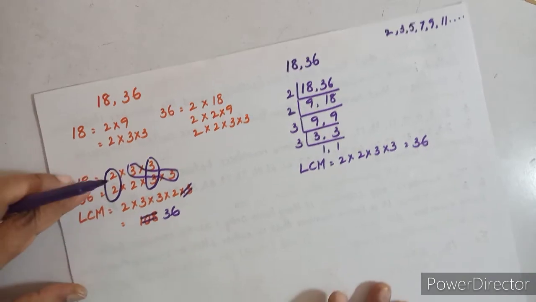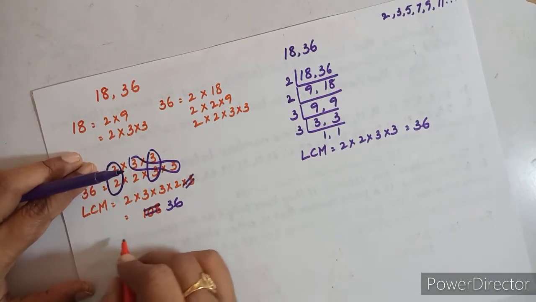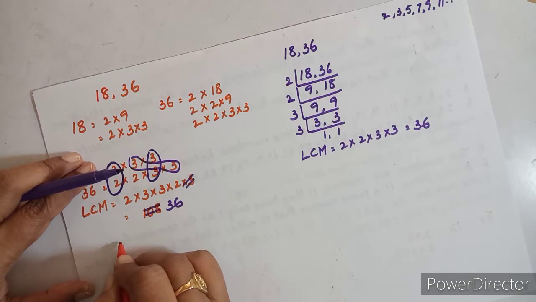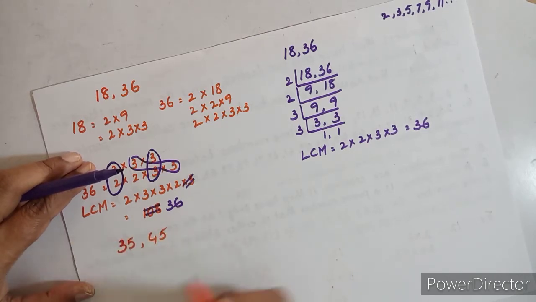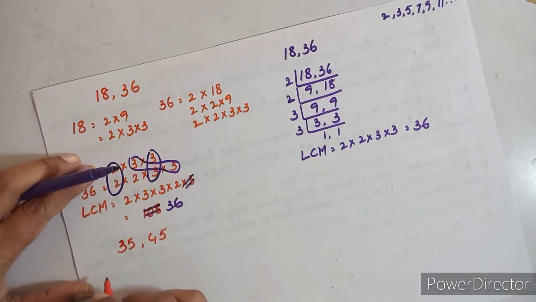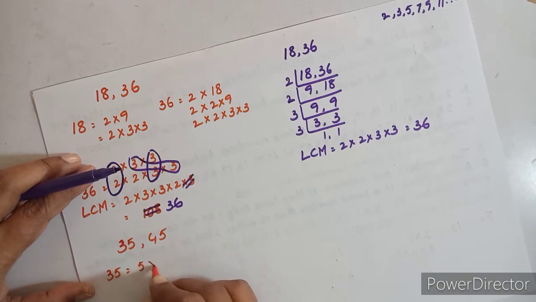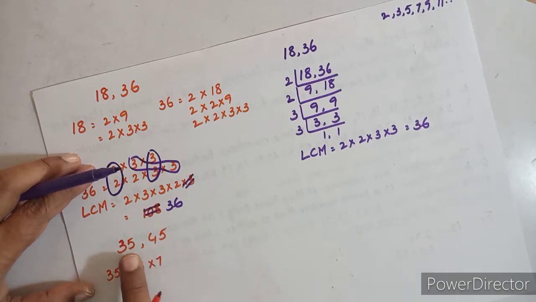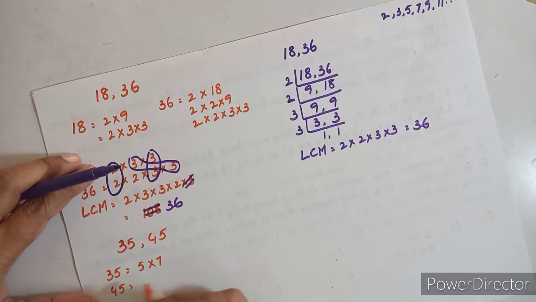One more example we will try, and the next example is 35 and 45. First we will try with the general prime factorization method. So 35 can be written as 5 into 7. As both are ending with 5, you can find both in the 5 table. And 45 can be written as 5 into 9. 9 is not a prime number, so continue. 9 can be written as 3 into 3.